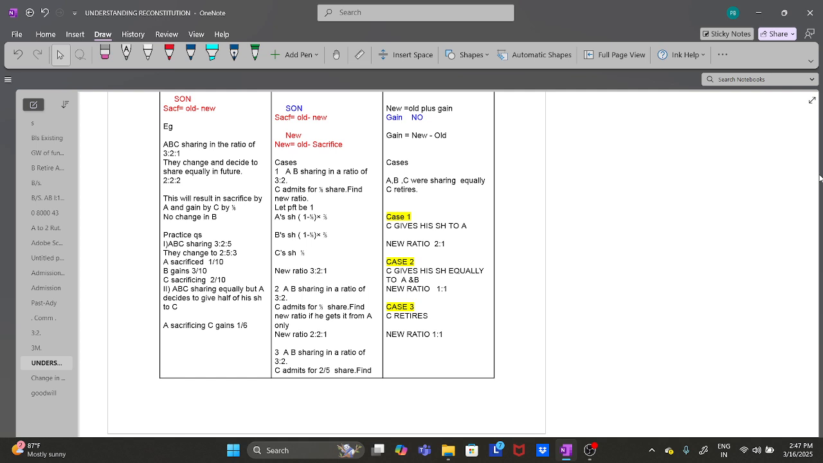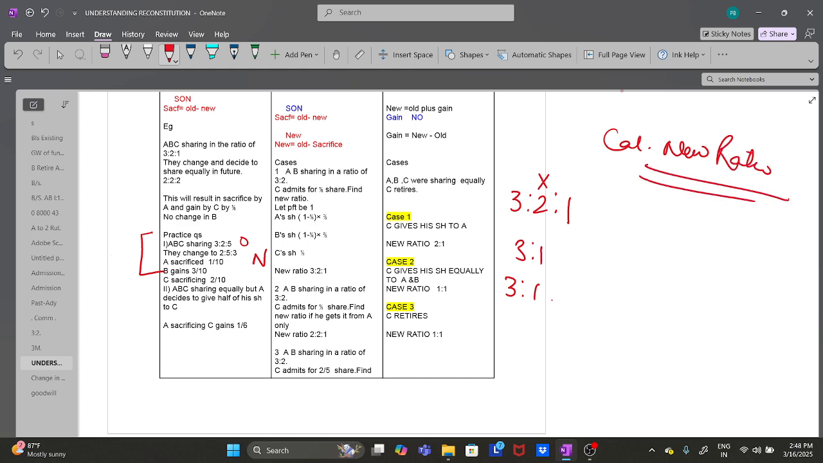the denominator is same, like in the first one, A, B, C sharing in the ratio of 3 is to 2 is to 5, change to 2 is to 3 is to 5, this is old, this is new. So obviously the first one is sacrificing, the second one is gaining, the third one is sacrificing. So from here you can calculate this. Sometimes you'll have to put in the formula, sometimes say in retirement we have 3 is to 2 is to 1. If B retires, new is 3 is to 1, gain is 3 is to 1. So we can be asked the formula of sacrifice or gain, we can be asked to calculate the new ratio also. So this is about the calculation of ratio parts.